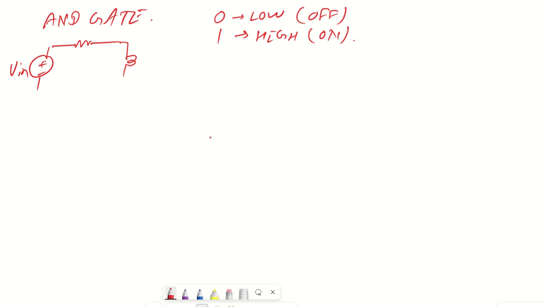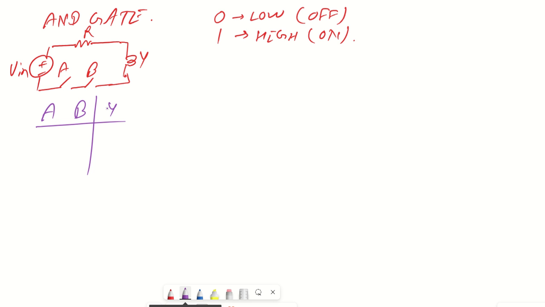Now let us say we have two switches, this is my switch A and this is my switch B. Now can you tell me what will be my output? Whether the bulb will glow or not will depend on both the positions of A and B. So A and B are switches. Let us say we have A, B and Y. A and B can take positions like 0 0, 0 1, 1 0, 1 1.